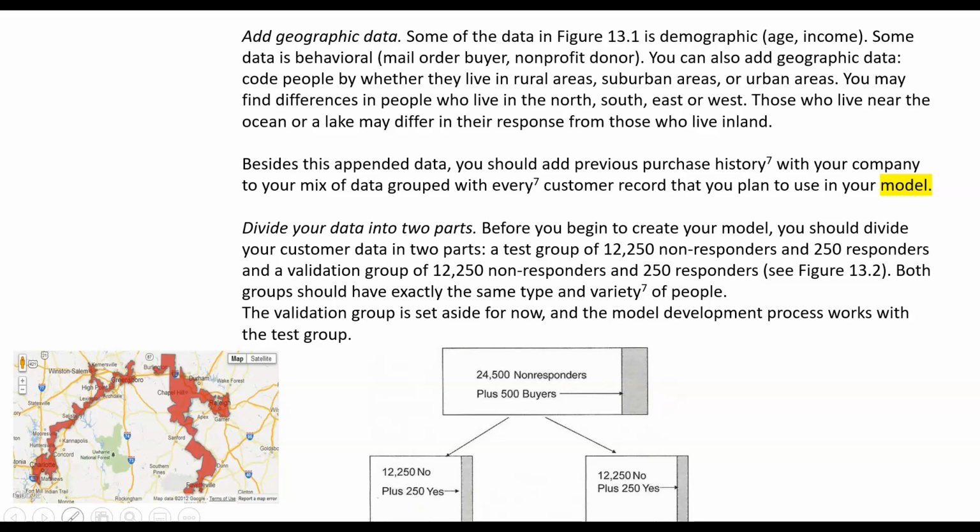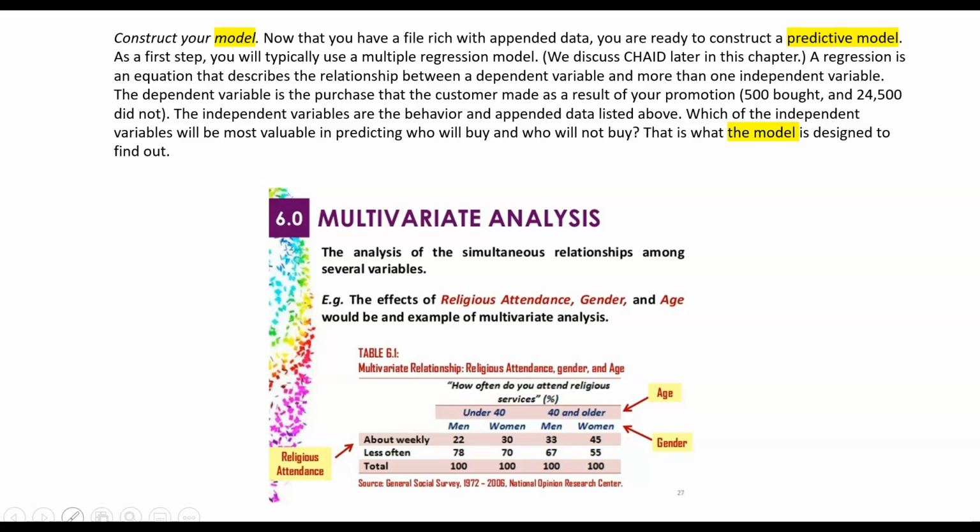The model development process works with the test group. And good old multivariate analyses are used here. So the dependent variable in the purchase is the purchase that the customer made as a result of the promotion. 500 bought and 24,500 did not. That's the 2%. The independent variables are behavior and appended data listed above.